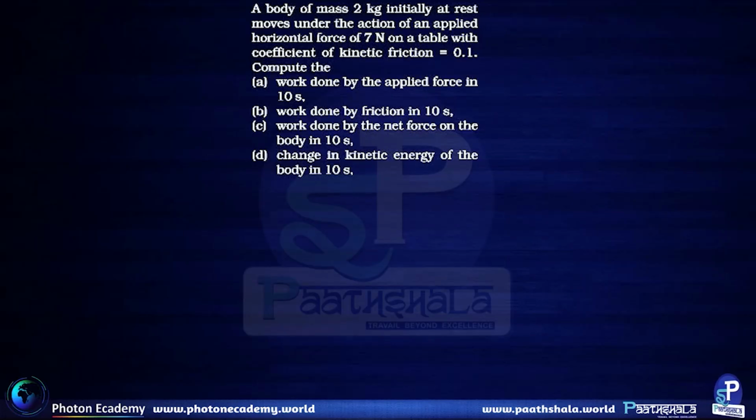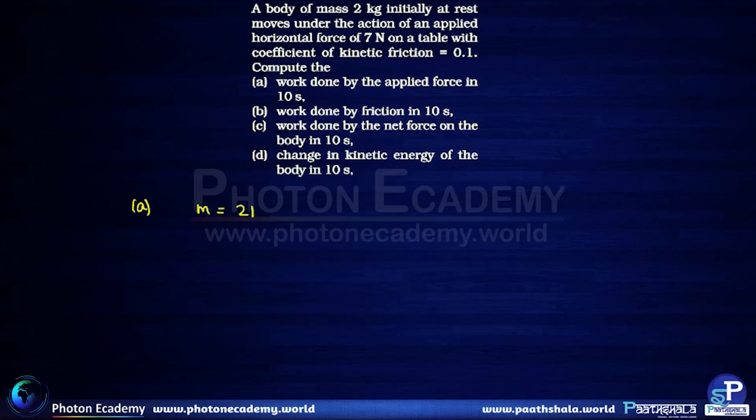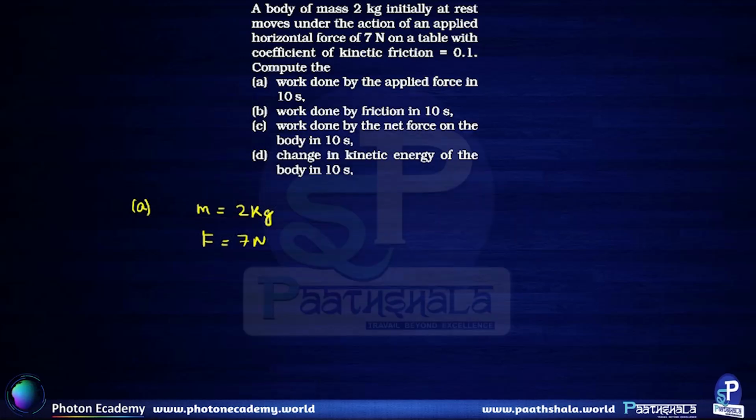So first we see the A part. We have to find the work done by the applied force in 10 seconds. The mass of the body as given is 2 kg, so let m equal 2 kg. And the horizontal force, let us say it is capital F, is 7 Newton. So we need to find the frictional force. As the surface is rough, the coefficient of kinetic friction given to us is 0.1, so mu equals 0.1.